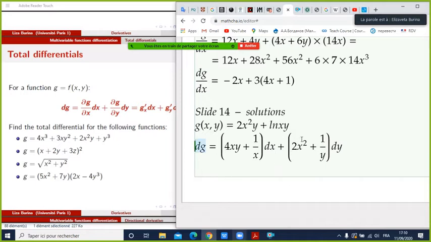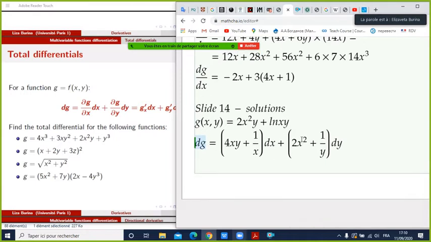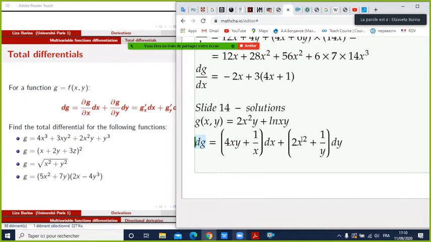Okay, so I'm giving you some time, about 5 minutes, to solve the first 3 or the first 2. Let's see how much we can do in 5 minutes. Let's check it, and then we move to the gradient and the directional derivative.